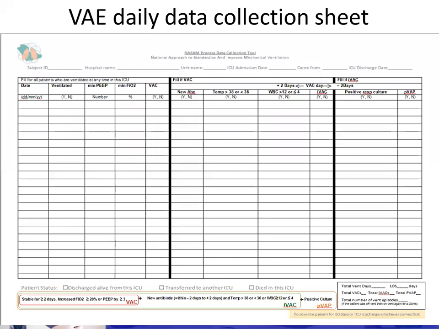This is the data collection sheet that was shown with an example earlier with Dr. Saleh. In this area, we document the minimal PEEP and minimal FiO2. The first part, if it's yes, will be filled to answer for the IVAC. Then once this part is filled, and if it's yes, you can go to the next part, which is the possible ventilator associated condition. All of the data collected here will be summarized in this box, which shows the total ventilator days by counting all of the yes, and for the length of stay, we count the ICU admission date and the ICU discharge date, the days between.